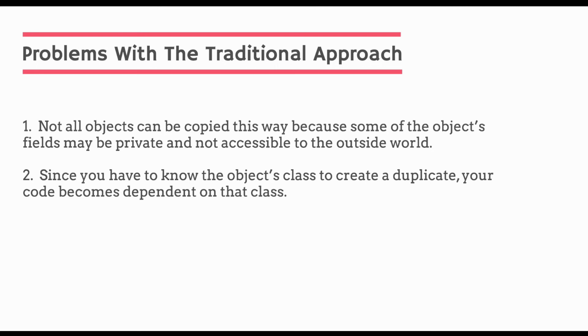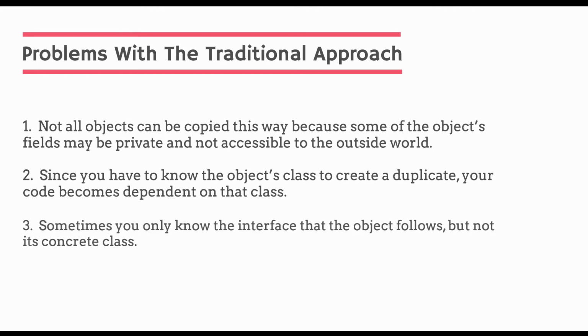This creates a hard dependency of your code on the class structure. Lastly, to create a scalable and generic architecture, interfaces are used widely in software development. So sometimes you only know the interface that the object follows, but not its concrete class. This further increases the complexity in creating copies of the object with this traditional approach. Let's see how the prototype pattern helps us to solve these problems.